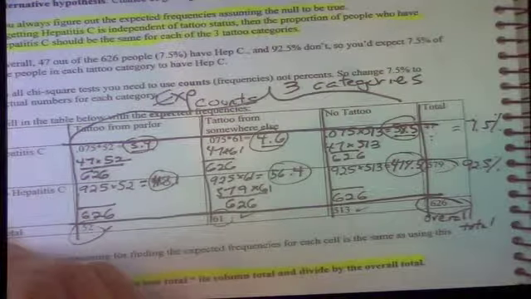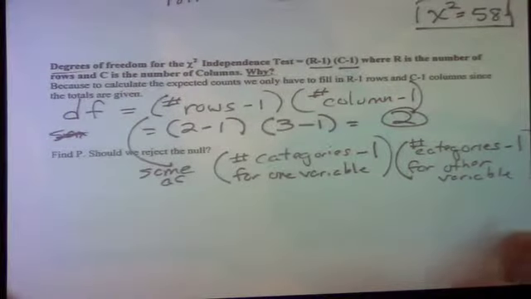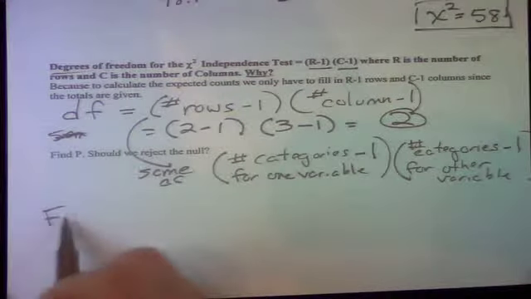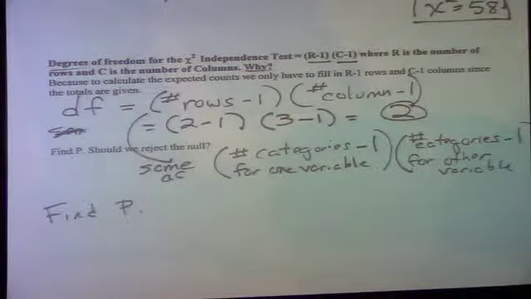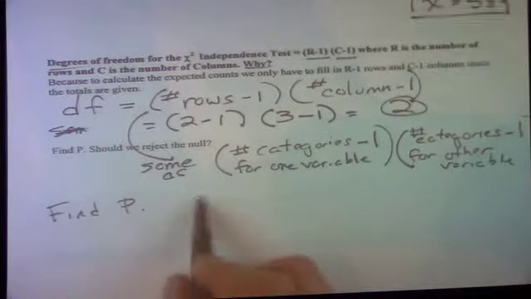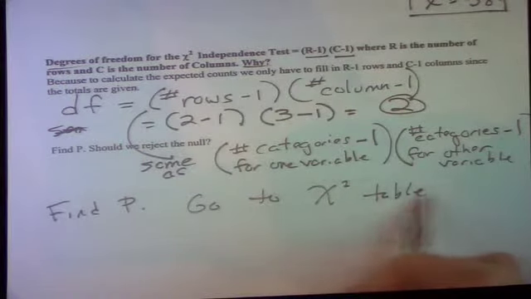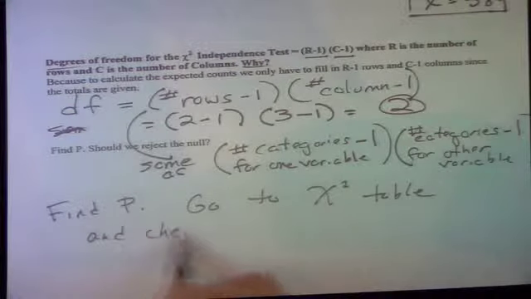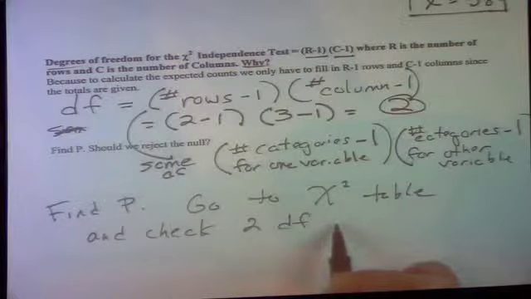The number of categories minus 1 times the number of categories minus 1 here. All right, we still have not solved this problem. Finally, find P. So what do we have to do to find P? Go to the chi-square table and check what? Check 2 degrees of freedom.